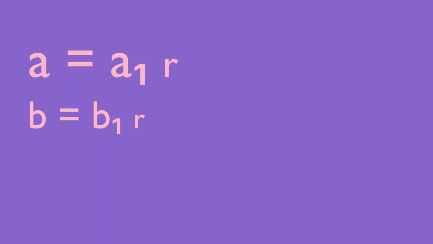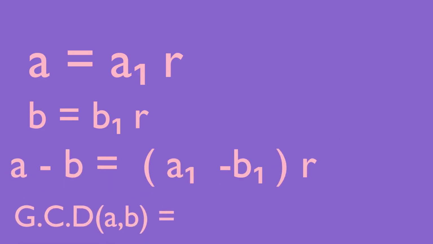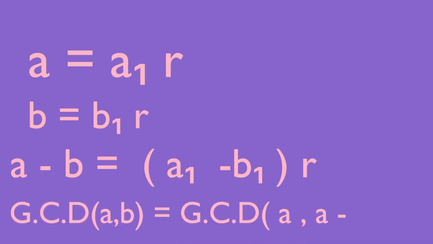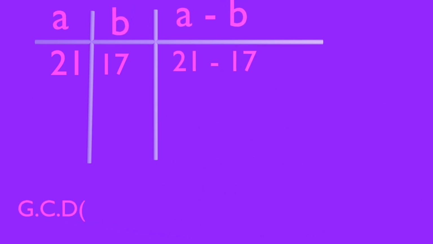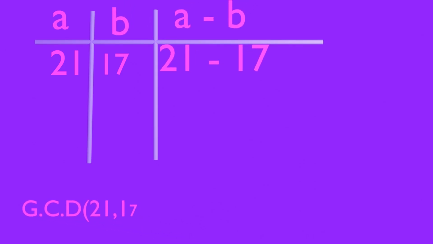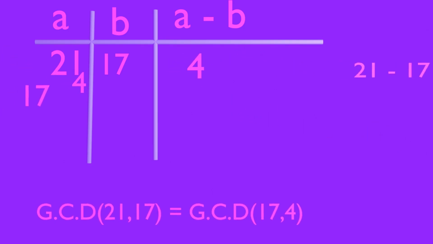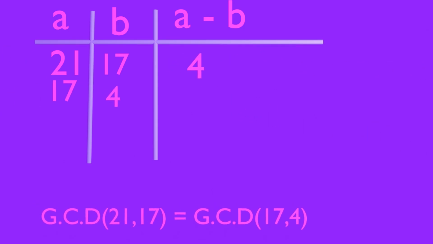Since r is the common factor, notice that a minus b can also be written as a multiple of r. So the GCD between a and b is the same as the GCD between a and a minus b. Back to real numbers. Say you want to find the GCD between 21 and 17, then this is the same as doing the GCD of 17 and 21 minus 17, which equals 4. And now we are getting somewhere, because the numbers we are getting the GCD of are smaller, so it has become an easier problem.